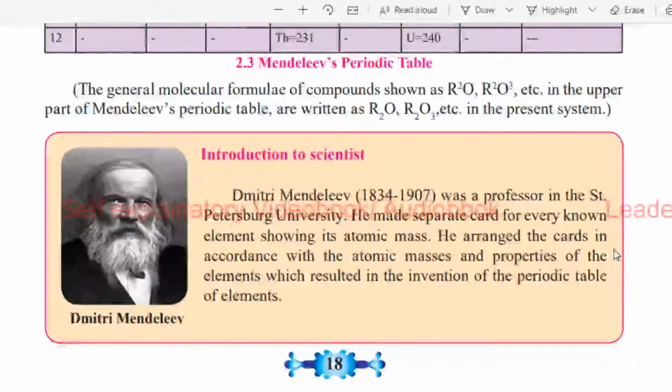Now, in a box, introduction to the scientist. Dmitri Mendeleev, 1834 to 1907, was a professor in St. Petersburg University. He made a separate card for every known element showing its atomic mass. He arranged the cards in accordance with the atomic masses and the properties of the elements, which resulted in the invention of the periodic table of elements. The Dmitri Mendeleev box closed.